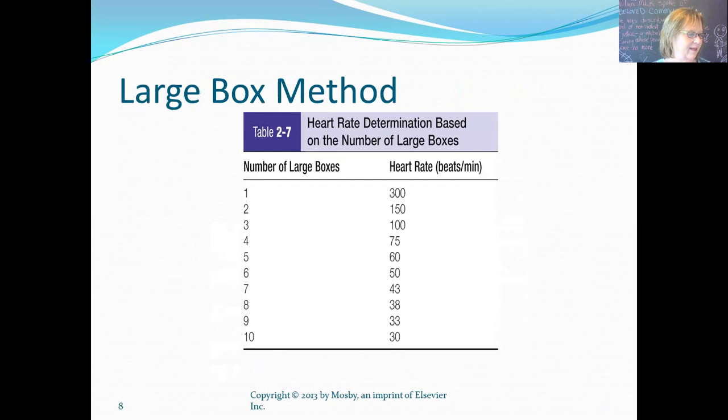This is also helpful as you look at the sequence method, which is the next one down. So what did we say? 4.5. So, actually look at that. If it was 4.5 boxes between the first beat and the second beat, it's somewhere between 60 and 75.